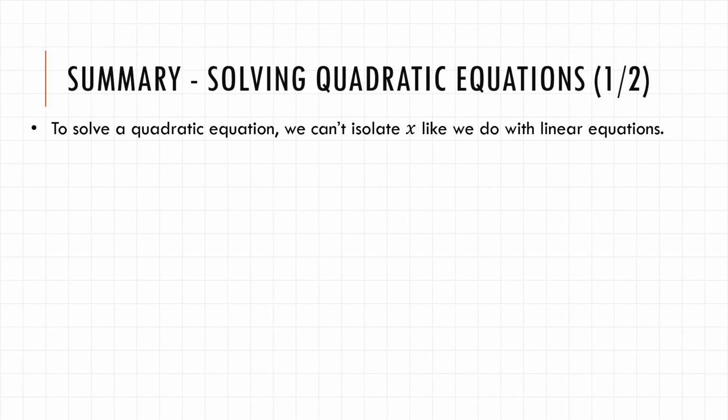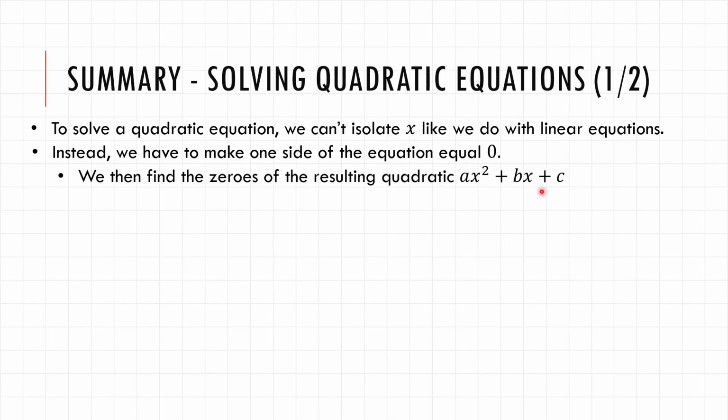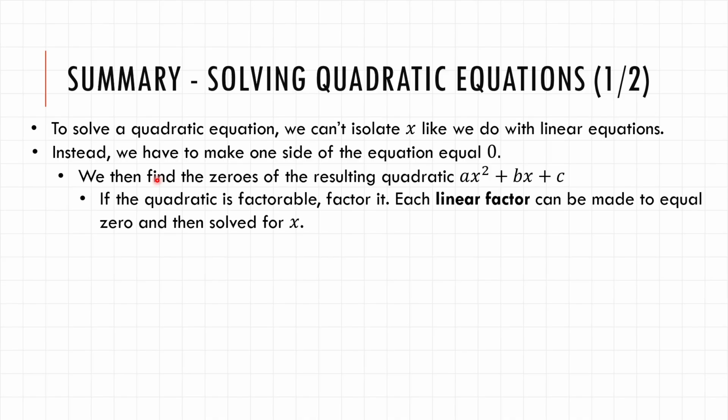To solve a quadratic equation, we can't just isolate x like we usually do with linear equations. Instead, we have to compare the equation to 0 by making one side of the equation equal 0. As we saw, it is pretty easy to find the zeros of the resulting quadratic if you choose to factor it, right? If the quadratic is factorable, then you can go ahead and do that. Then each of the factors can be made equal to 0, and you can solve for x, and that would give you your solutions.